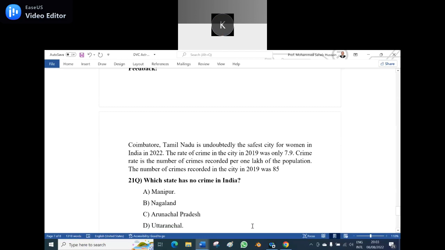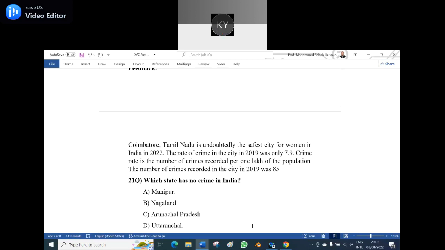Now, the 21st question. Which state has no crime in India? A, Manipur. B, Nagaland. C, Arunachal Pradesh. D, Uttaranchal. Himachal Pradesh. Read loudly. C, Arunachal Pradesh. Repeat. Arunachal Pradesh, Option C.